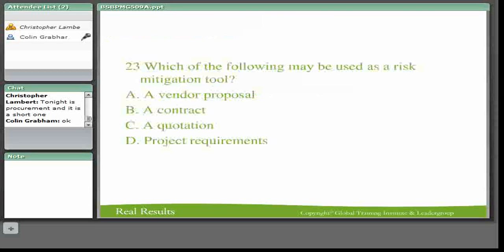Right. So we are done with audits. However, let's just try and answer this one. Which of the following may be used as a risk mitigation tool? A vendor proposal, a contract, a quotation, or project requirements.